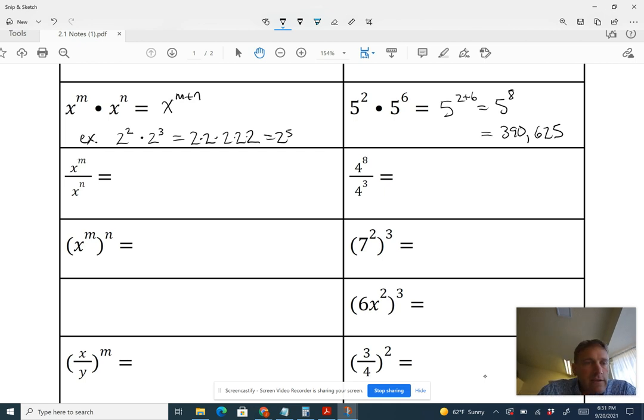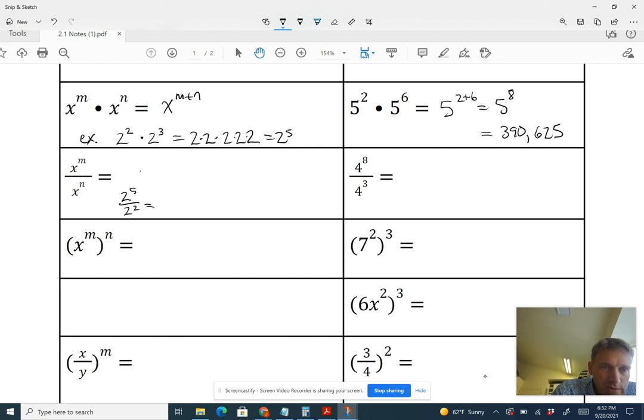All right, and let's continue on down just one here. We've got x to the m divided by x to the n power. So you've got like bases, you're dividing them. And so that's equal to, just like multiplication, let me do a quick example before. Like if I had 2 to the fifth power divided by 2 squared.